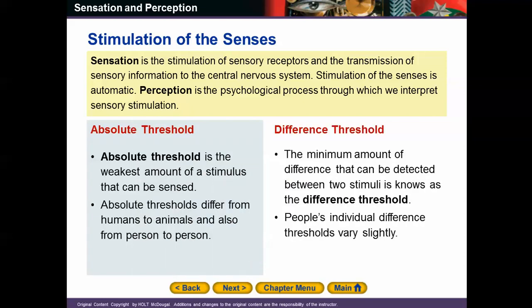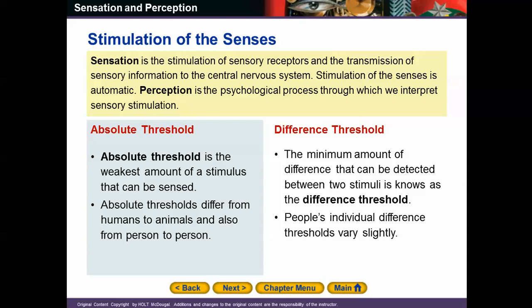An absolute threshold is the weakest amount of a stimulus that can be sensed. So if somebody is pushing you in the back, they have to push you hard enough for your absolute threshold to sense it. And these differ from humans to animals and also from person to person. Somebody might lightly touch me with their finger, and I might not feel it, whereas somebody else would because their absolute threshold is lower than mine.